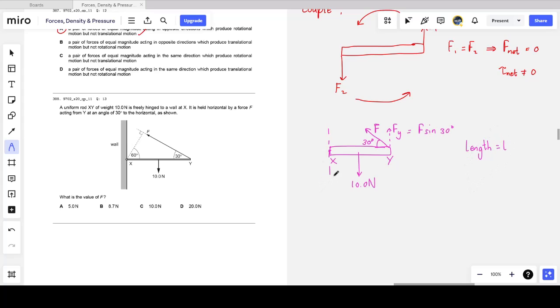Now I'm going to take moments about X. Now the reason why I'm not going to use the balancing of forces is because I don't know what force is being applied at point X, rather, on the rod at the hinge. So the hinge is applying a force onto the rod, but I don't know what that force is. So I'd rather take moments, and I'm going to use X as the pivot point. So whenever you choose a point to be a pivot point, you immediately remove it from your calculations.